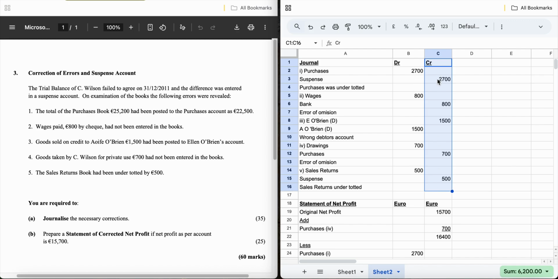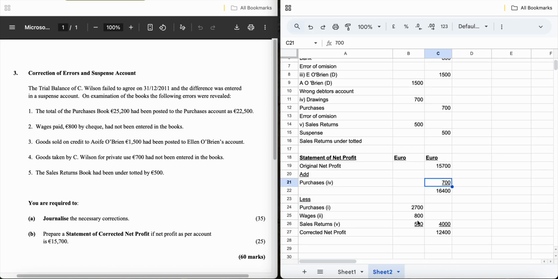So we look at our right hand side figures. This one's suspense, so we just leave it off. Bank is an asset, so we just ignore that one because it's an asset, and this one is a debtor, so that doesn't go into a profit and loss either. Purchase does go into a profit and loss, so we add that on.